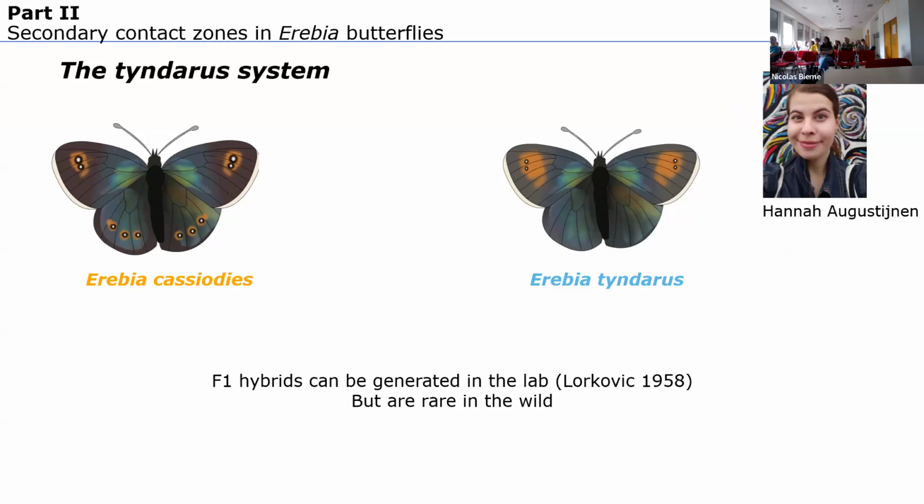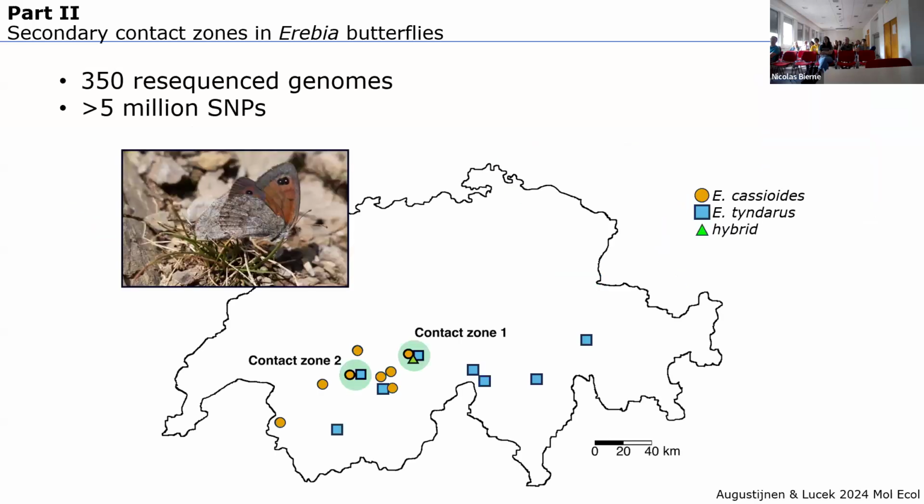So this is also part of the PhD of Hannah. We have two closely related Erebia species, Cassioides and Tindarus. Classically, in the 1950s, people successfully did F1 crosses, but didn't go further. Hybrids have been described based on phenotypes, but are very rare. And what we did is we also went out and collected across the distributions. So we had about 350 individuals with whole genome resequence data, and included 2 contact zones.